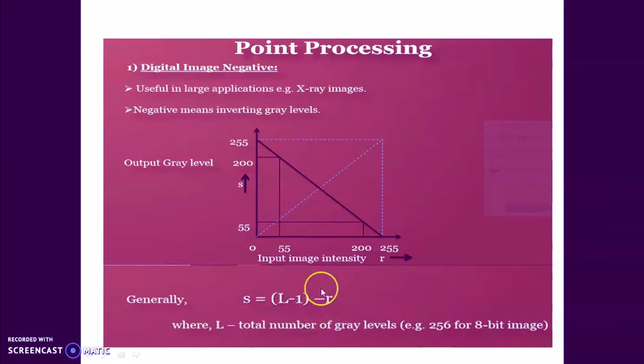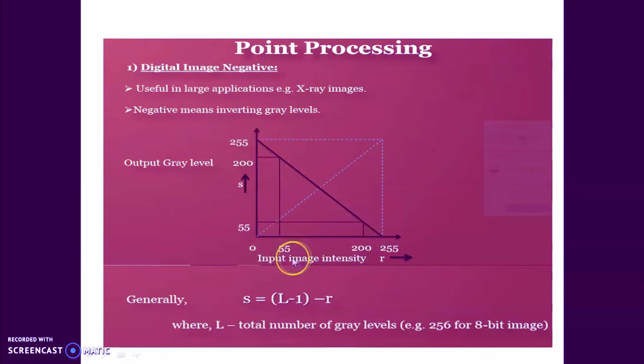And using this formula, we can find this graph. If you see this graph, the x-axis is input image intensity and the y-axis is output gray level, which changes from 0 to 255. And this dotted line is the input image. And the thicker line we are going to get using this formula is the digital negative.